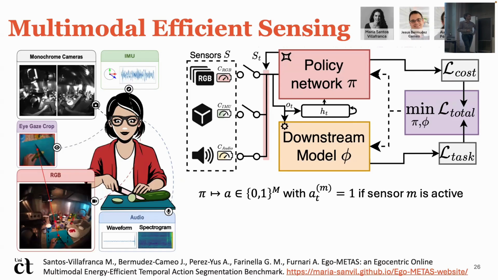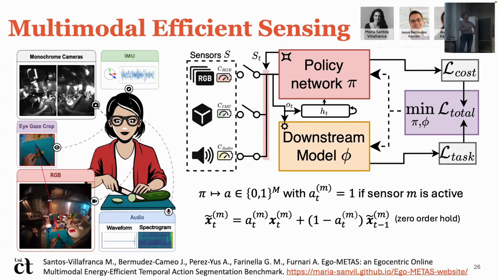And some notation that we use is that this policy is going to predict some vectors that are 0, 1 in M modalities that tell you if you have to turn things on and off. So if a_t^m is equal to 1, the sensor m is active. And this fancy formula just tells us that we do zero-order hold. So if we are turning a modality off, we have a buffer of the last thing that modality has been seeing, and we use that because it's the closest thing to what we should be observing. And this, of course, is the temporal action segmentation model.